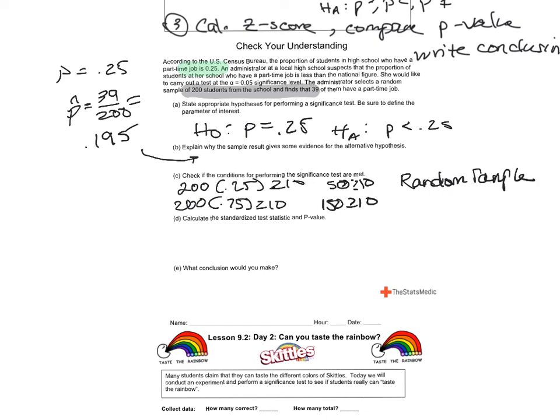My pen does not like to write on the screen for some reason. It was a random sample, and 200 is less than 10% of the population because it's a local high school. Well, we're just going to have to assume here because it does not say, oh, less than all students in the U.S. Yes.